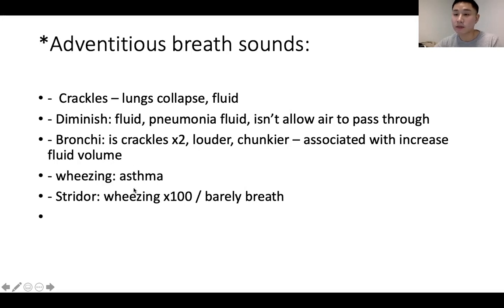Wheezing is specifically for asthma. So whenever you see the term wheezing, immediately know that it is asthma, or the test is referring to asthma.